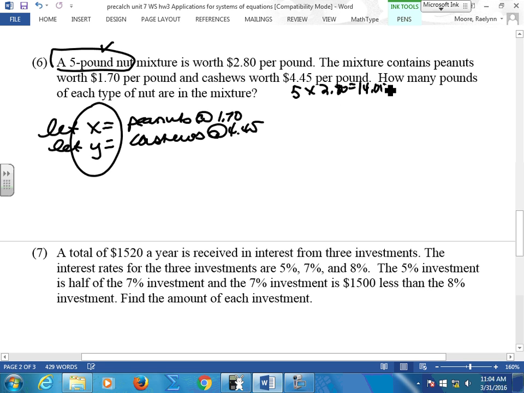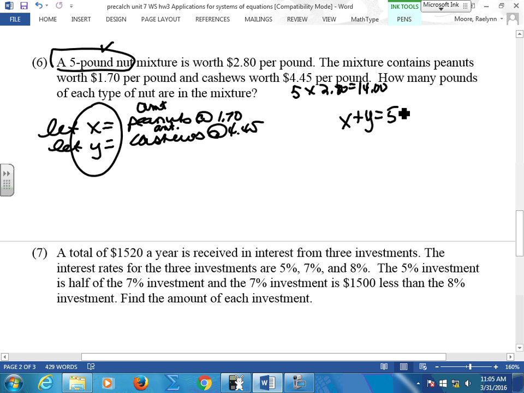But the amount, and this is why it's good to say, amount of peanuts, amount of cashews. So how many pounds altogether of these peanuts and cashews am I getting? 5 pounds. Hang on to your 14 for a second. We're gonna incorporate your 14.